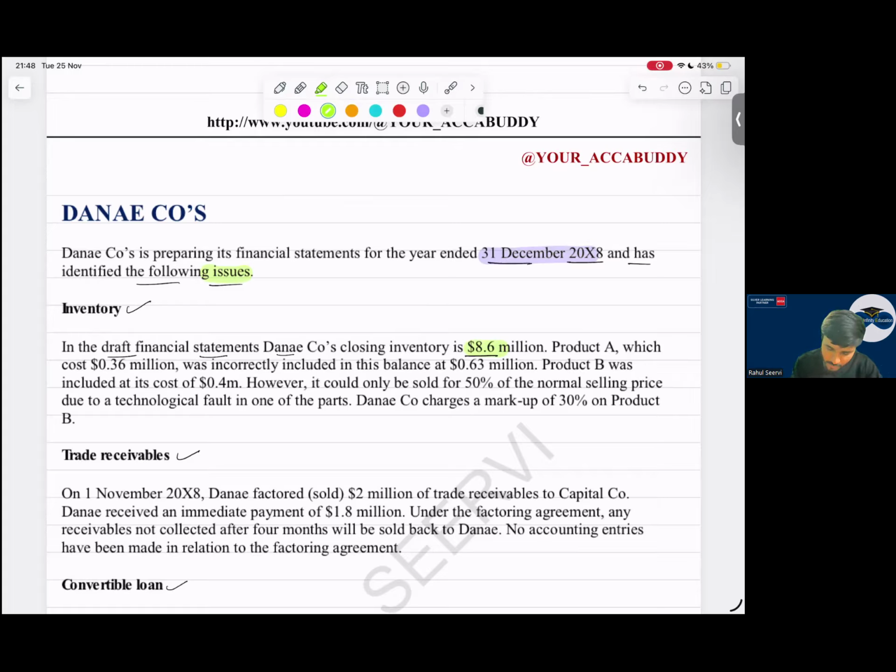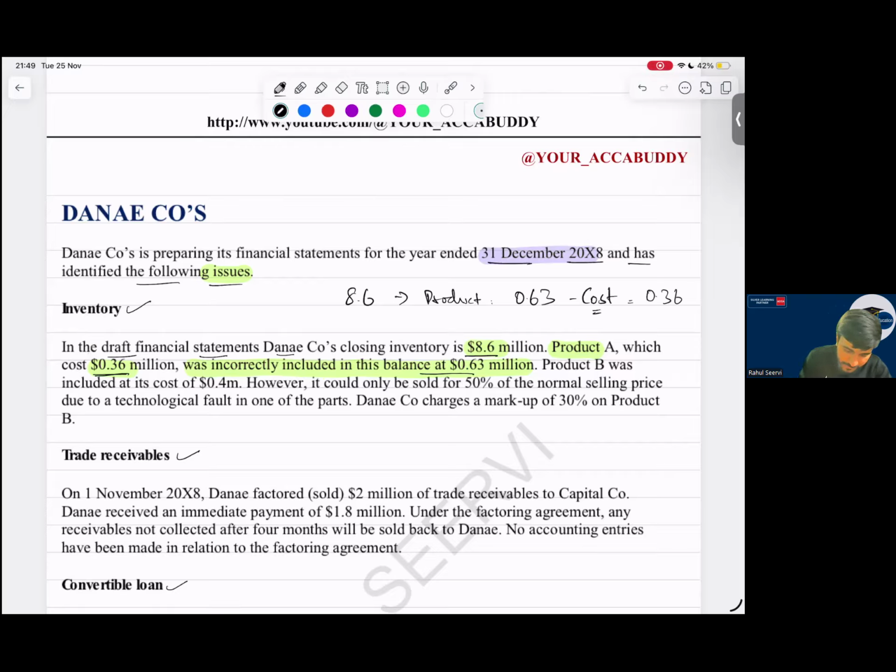8.6. Product A, which costs 0.36 million. In the draft financial statement, this is the closing inventory. In this closing inventory, there is a product A, which has a cost of 0.36 million, which was incorrectly included in its balance at 0.63. Now, you tell me, is this wrong or not? Yes, sir, it is wrong. So this 8.6 inventory includes product A, but the value at which it is included is 0.63. It is wrong. We should include it at cost, at the cost of 0.36.